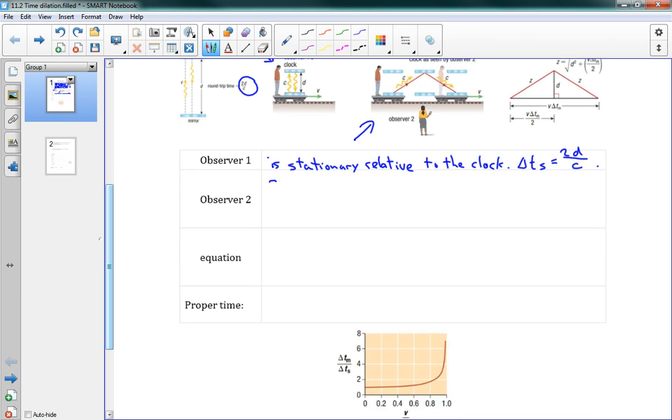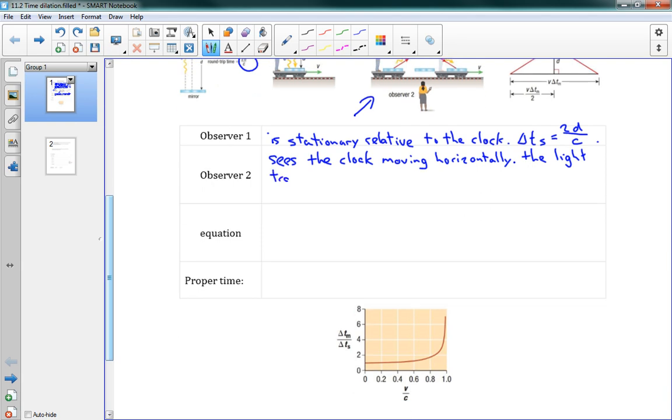Observer 2 sees the clock moving horizontally, and the light travels the same vertical distance, which is 2d, but also a horizontal distance of v delta t.